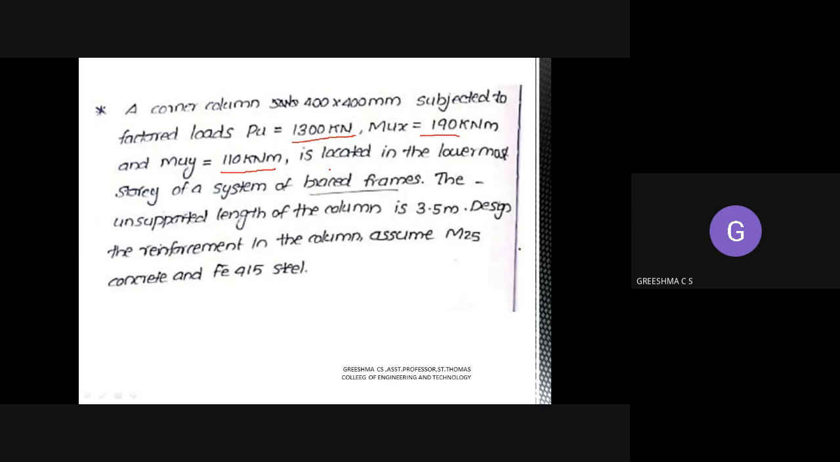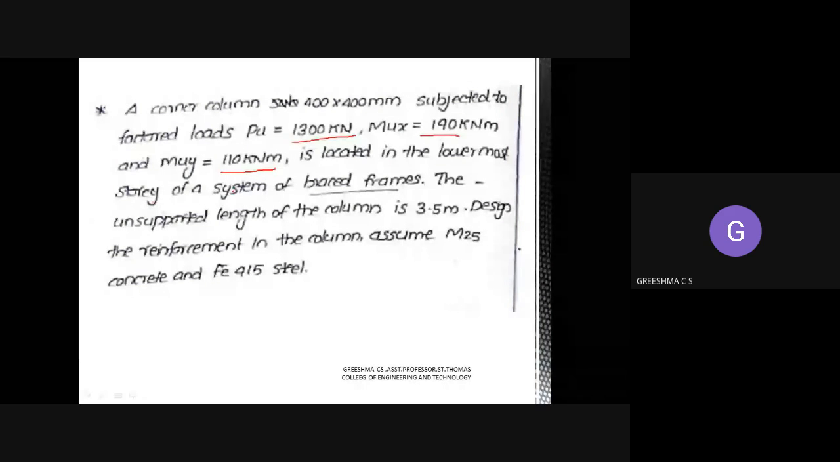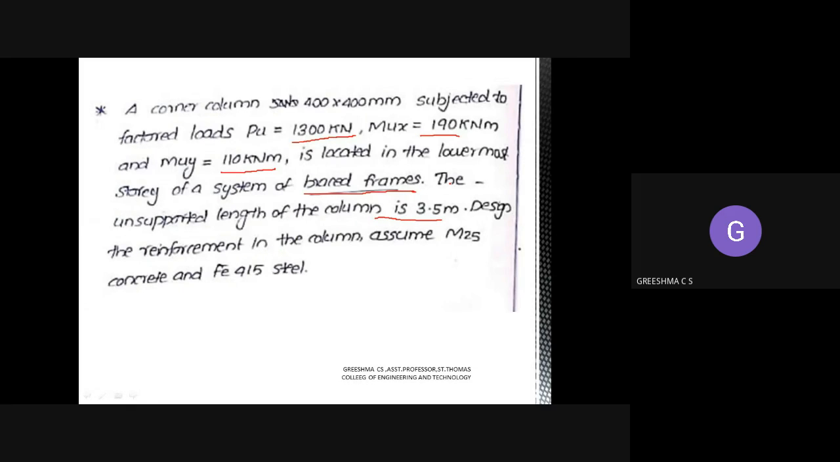And this is located in the lowermost story of a system of braced frames, and the unsupported length of the column is 3.5 meter. Design the reinforcement in the column. Assume M25 and Fe415 steel. So these many details are given in the question, and you are asked to design a corner column.